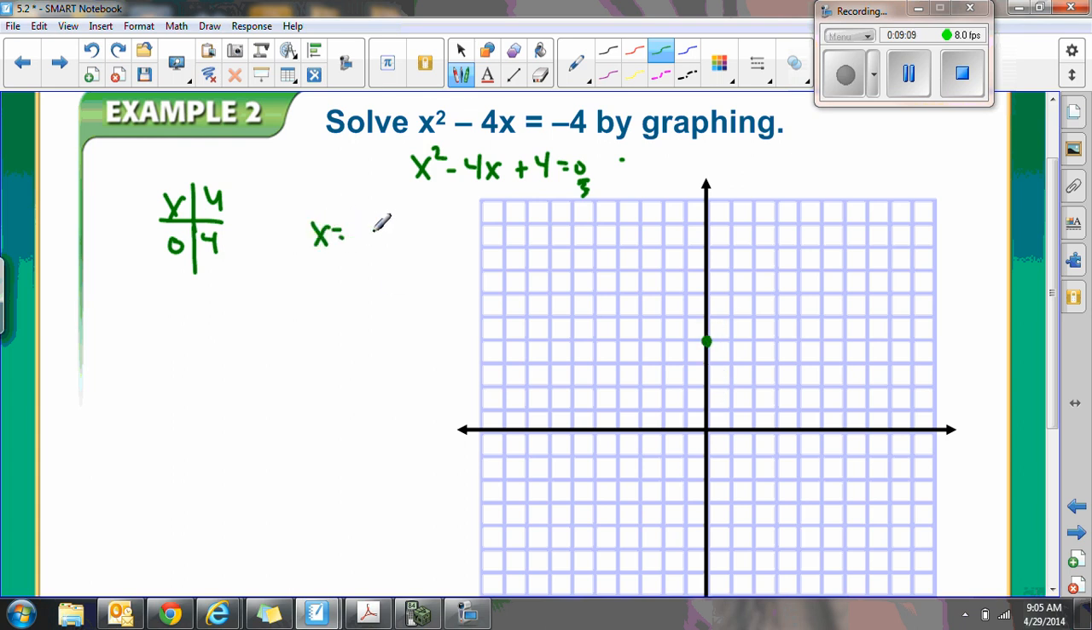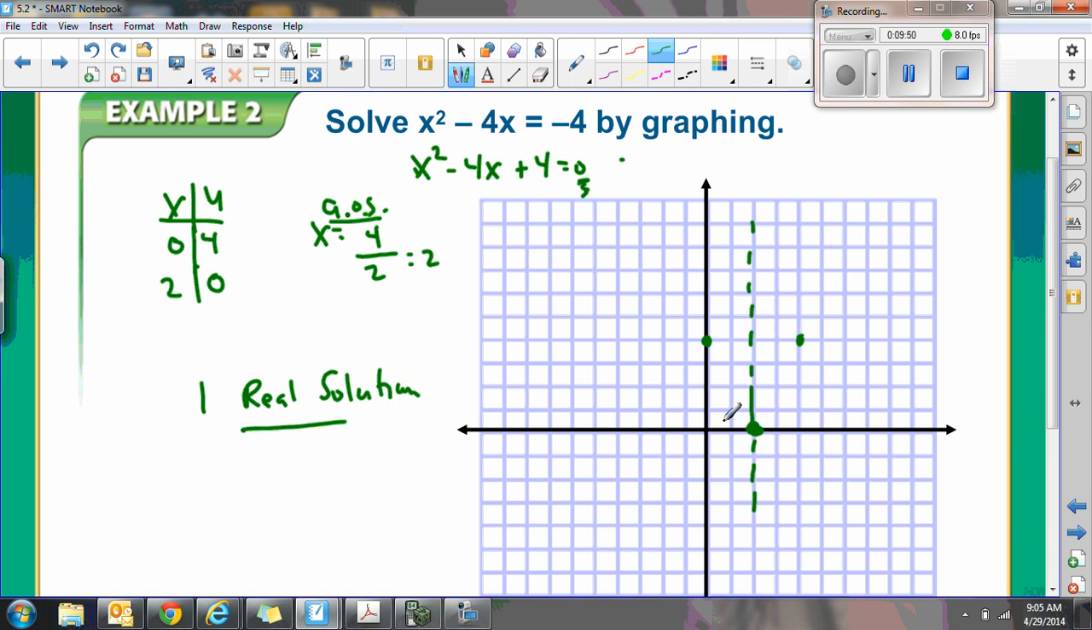Axis of symmetry will be negative b, which is 4, over 2 times a, which gives me 2 for my axis of symmetry. I'm going to take 2, I'm going to plug this in for x. Let's flip this over first. Take 2, plug this in for x, so I get 4 minus 8, which is negative 4, plus 4, which is 0. Ooh, look at that. The vertex happens to fall directly on the x-axis, and if the vertex falls directly on the axis, that means you're going to have one real solution.